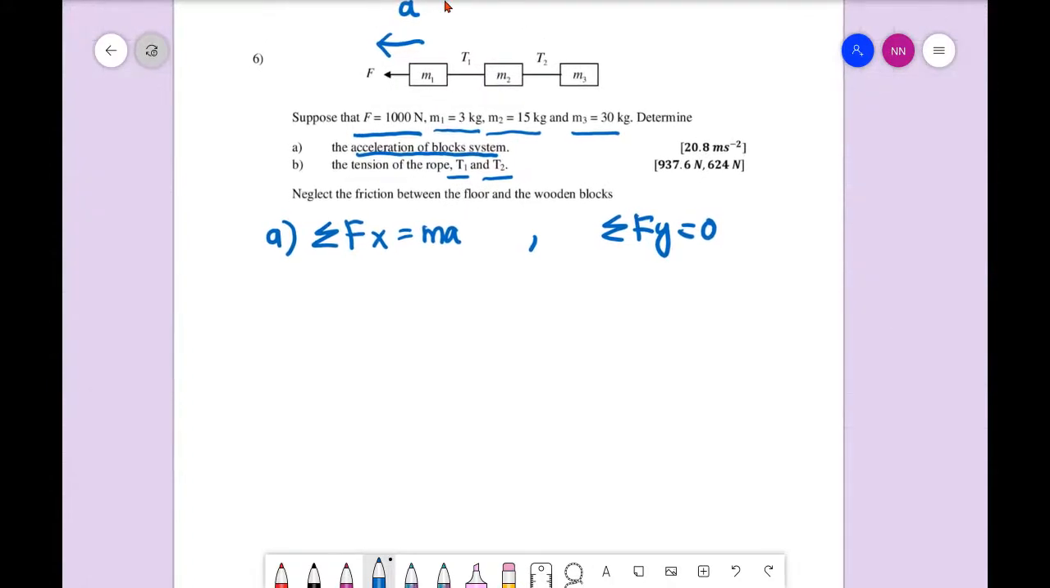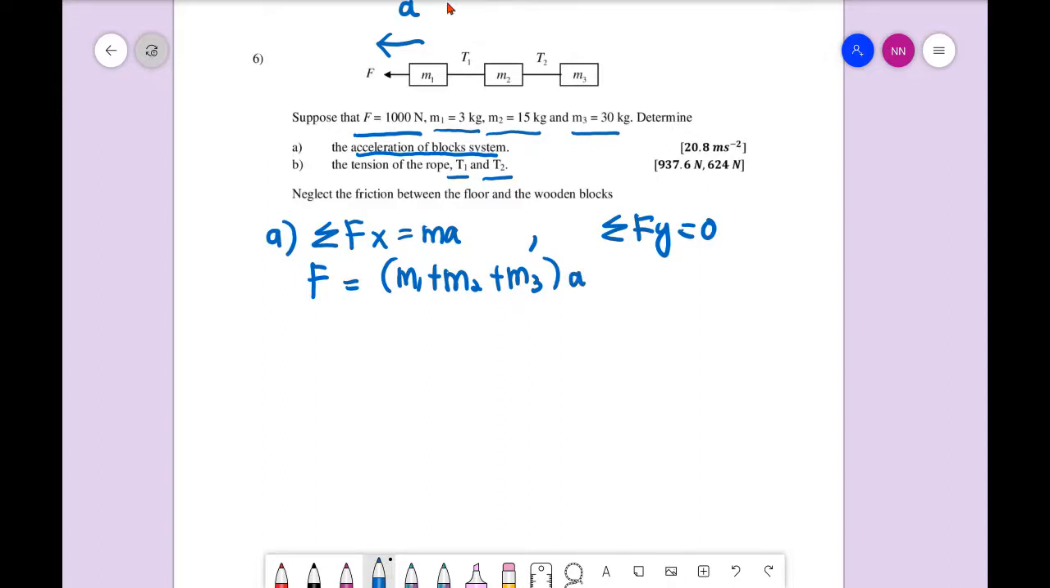So for this system, we have only force F. Okay, single force F pushes to the left, and it is in the same direction as A, so it is positive. And then it pulls M1, M2, and M3.